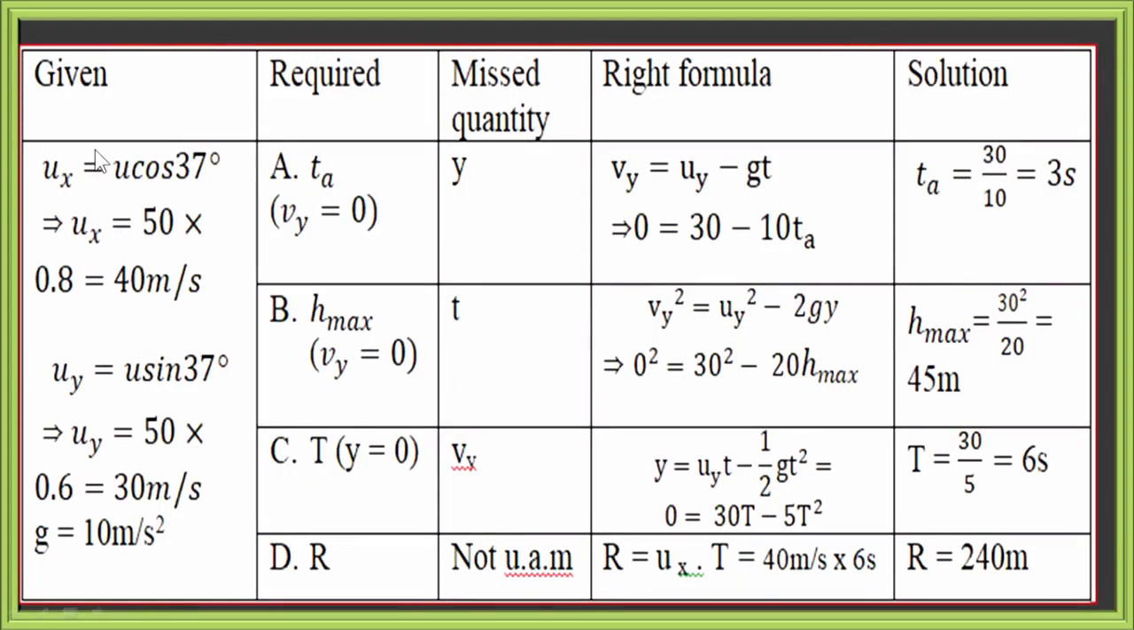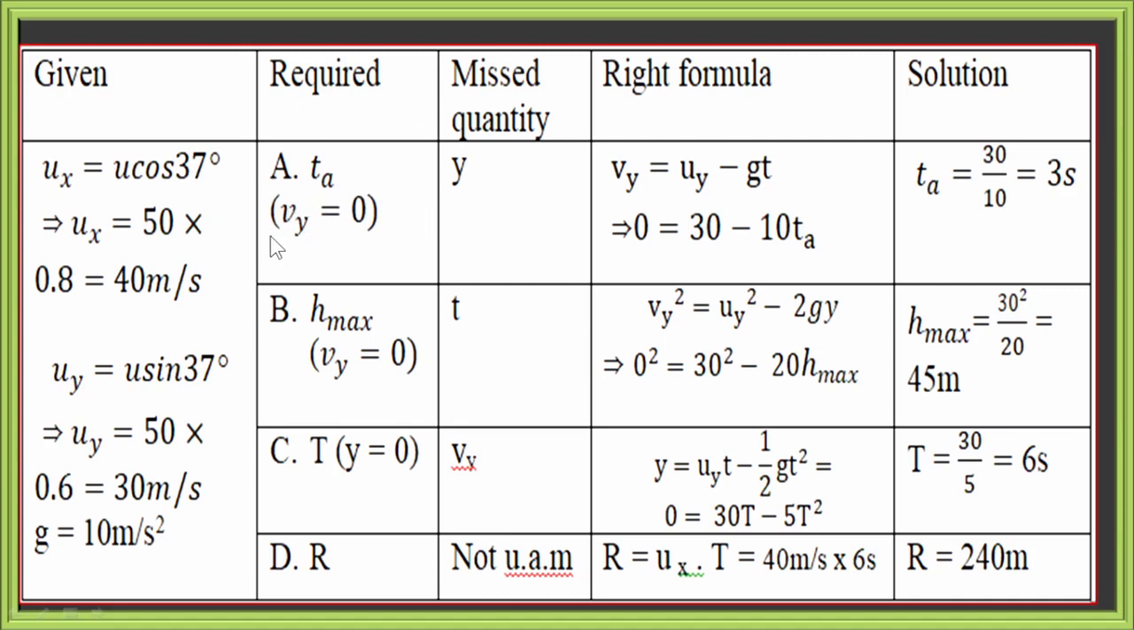This is the solution. Ux is u cos 37 degrees, u is 50 times cos 37 which is 0.8, which is 40 meters per second. Uy is u times sin 37, 50 times 0.6, sin 37, it is 30. g is 10 meters per second squared. These are the given quantities. The required quantities are, for a time of ascent: note that at time of ascent, the object reaches the maximum height so that Vy is 0.